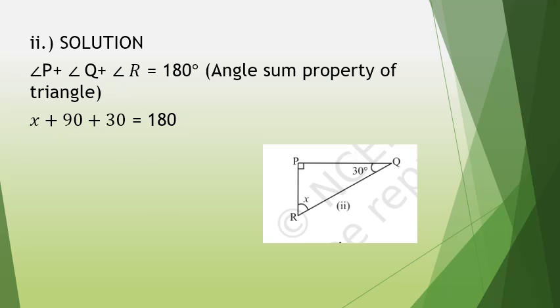Now you can substitute the values. So we get x plus 90 plus 30 equal to 180 degrees, or x plus 120 equal to 180, or x equal to 180 minus 120 equal to 60 degrees.